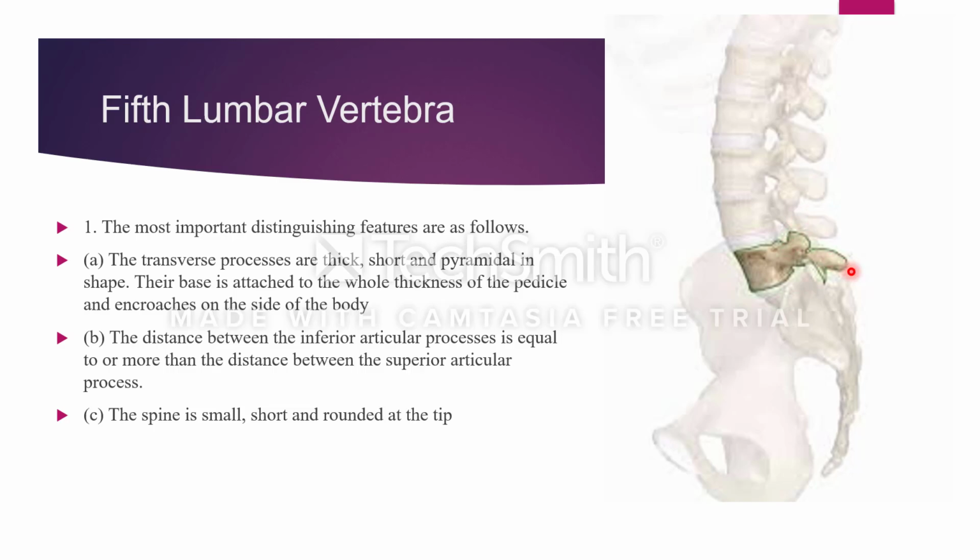Then the spine, see here, this is the spine. It is smaller than the above four spines and it is shorter and it has a rounded tip. See here, the above four spinous processes were quadrilateral, but the fifth one is rounded at the tip.